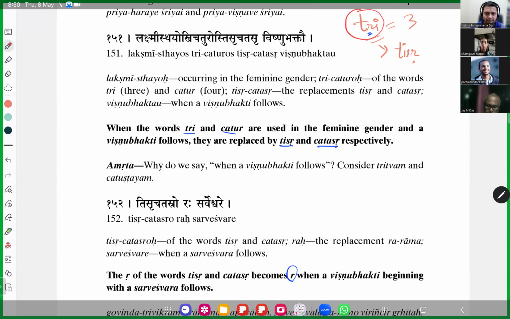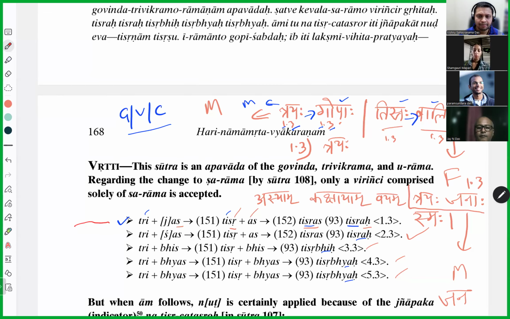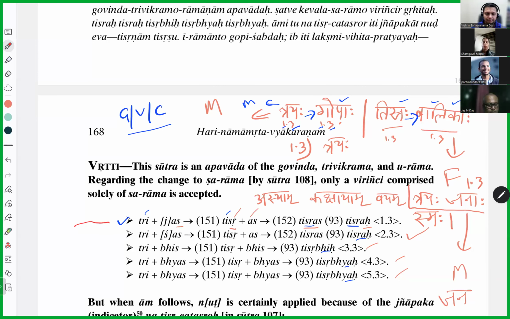So we get 3 plus Jas. 3 becomes Tisri, the us of Jas. And then Ridvayam Raha. This is a Sandhi rule. Re becomes Ra when a Sarveshwara is following. So we get, and then Sara Rama or Vishnu Sarga Vishnu Vedante, Tisraha. In Pulling Purushottam Linga, the form was Trayaha. Here it is Tisraha.